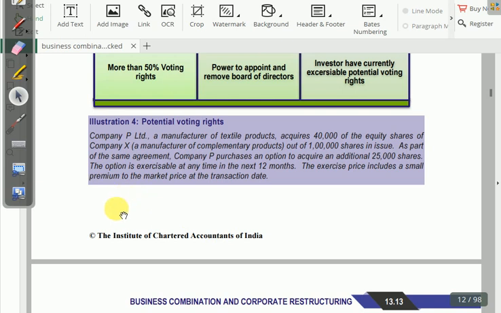Next is potential voting rights. Company P Limited, a manufacturer of textile products, acquires 40,000 of the equity shares of the company X, a manufacturer of complementary products. Complementary means supporting products. Tea and coffee is a complementary product.